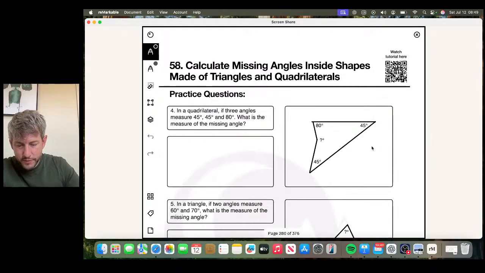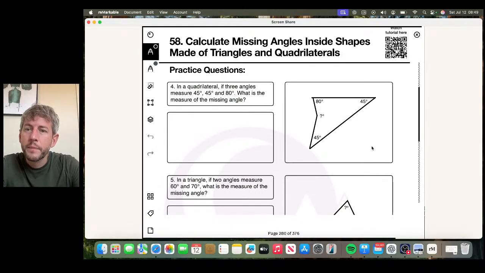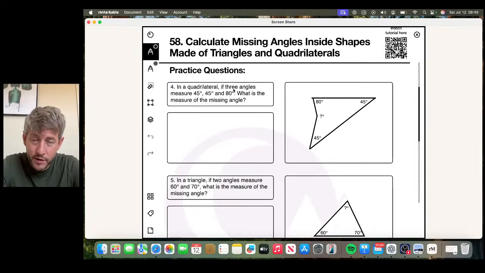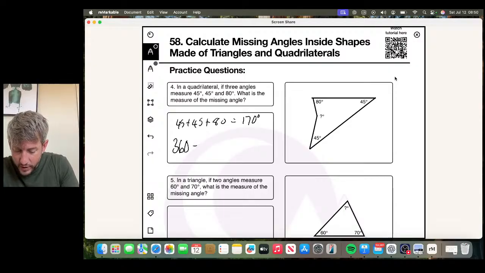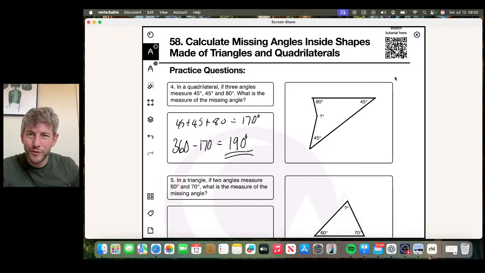Question 4. In a quadrilateral, so 360 this time, if 3 angles measure 45 degrees, 45 degrees, and 80 degrees, what is the measure of the missing angle? So 45 add 45 is 90, add the 80 is 170. 360 take away 170 equals 190 degrees. The missing angle is 190 degrees.